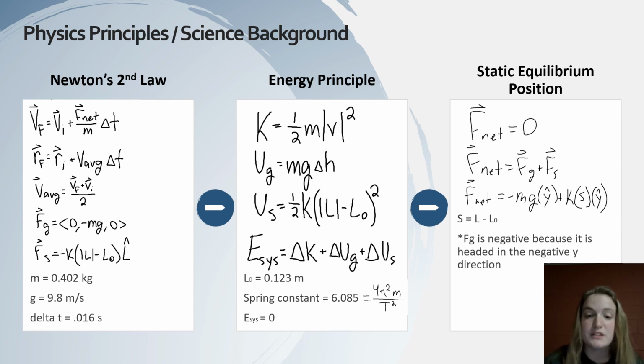Next, we have the energy principle, which is the kinetic energy, which is half m times v final squared. And then the gravitational potential energy, which is mg delta h, where delta h is the change in height. And then the spring potential energy formula, which is half of k times s squared, where s is the length of the spring minus the relaxed length. Then the energy of the system is going to be the three of these added together. Then the spring constant I gathered from the equation 4 pi squared m over T squared. And then last we're going to have the static equilibrium position, which is F net equal to Fg plus Fs, which is negative mg in the negative y direction, and then plus ks in the positive y direction.